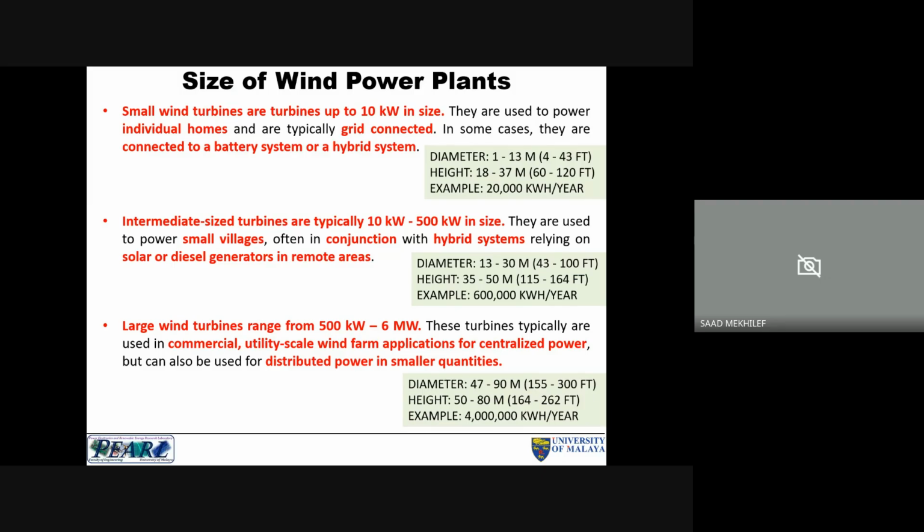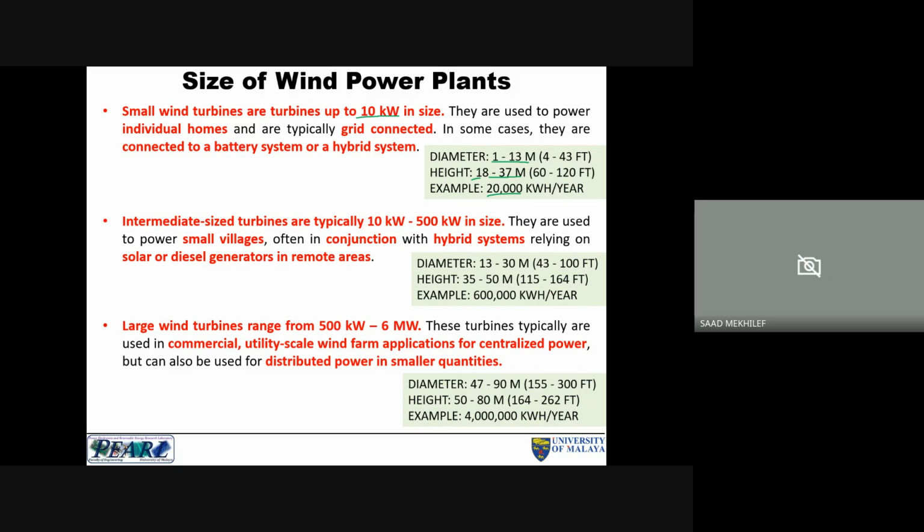The small wind turbines can go up to 10 kilowatts in size, and they are relatively small, between 1 and 13 or 15 meters in diameter. The height is also not very high, around 37 meters, and they can generate about 20,000 kilowatt hours of electricity per year, which is quite good for a small home or even a small community.